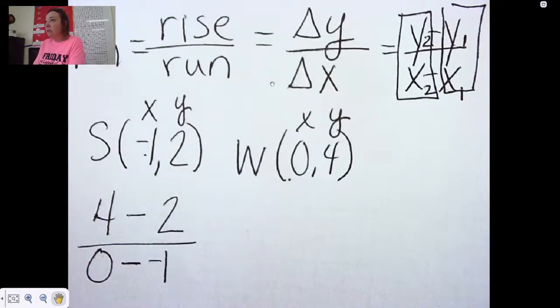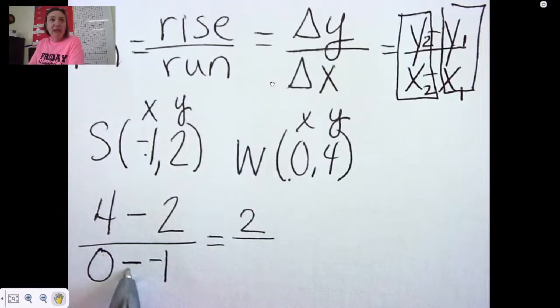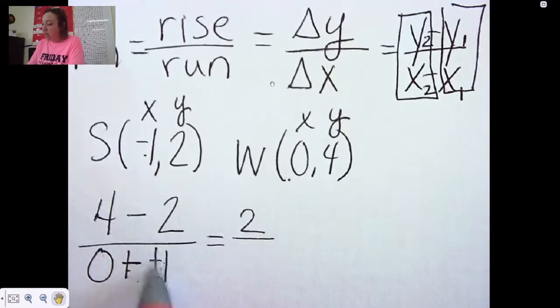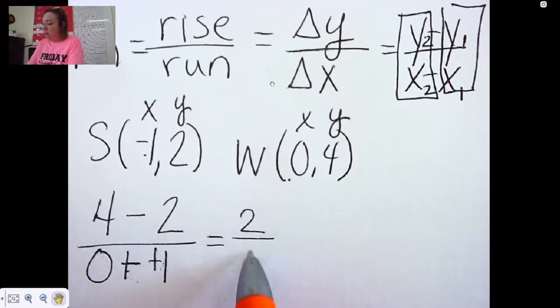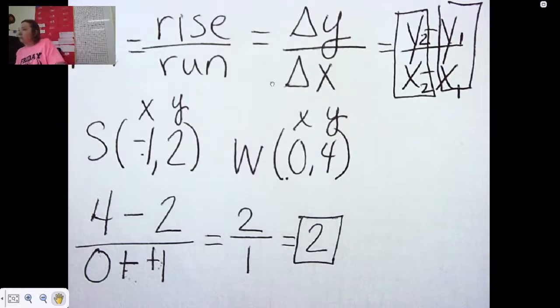Y'all with me? Okay. So now let's take care of our math. What's 4 minus 2? 2. And then down here, what happens when you've got this minus negative business? What do you do with that? So you add the opposite, or keep, change, right? So what's 0 plus 1? 1. And then what does that simplify to? What is 2 over 1? 2. And so that is our slope. 2. Just 2. Y'all see how that works? All right, so let's do number 2 together.